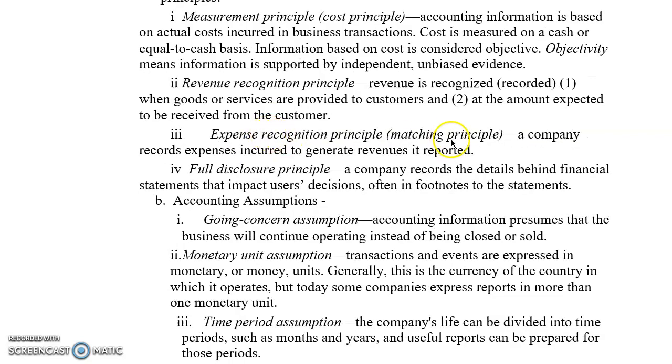Then we're going to match expenses with revenue. So we want to make sure that the power bill is in the month we earn the revenue. We want to make sure revenues and payroll are in the same month together. So wages are in the same month we earn those revenues. So we want to match expenses with revenue.